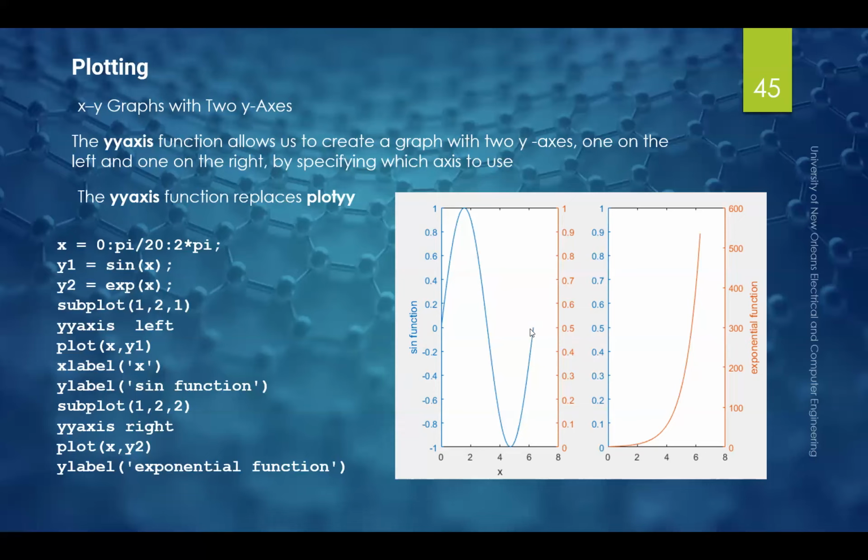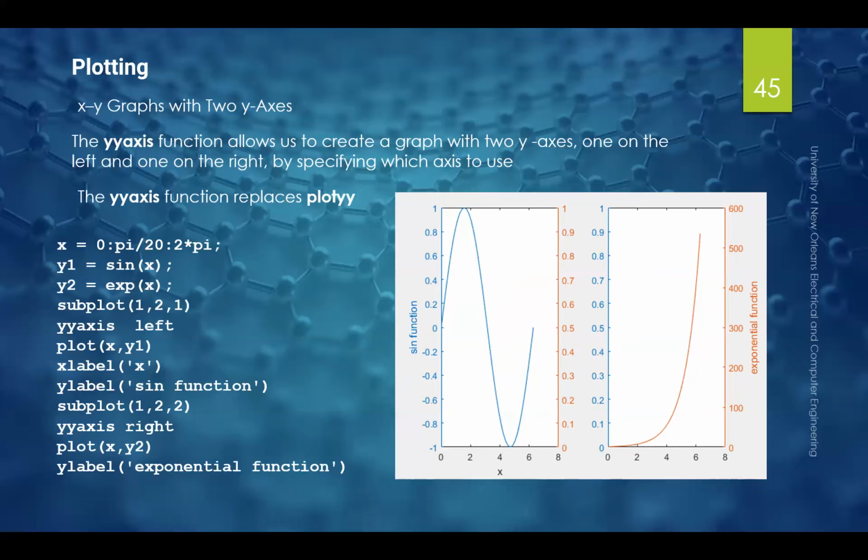Again, a very simple example with 2 functions. Defining x from 0 to pi in increments of pi over 20, and 2 functions: y1 is the sine of x, and y2 is the exponential of x, as you can see here. And I've defined the plots into 2 areas, this time as columns, because I really have one row of plots, but 2 columns.